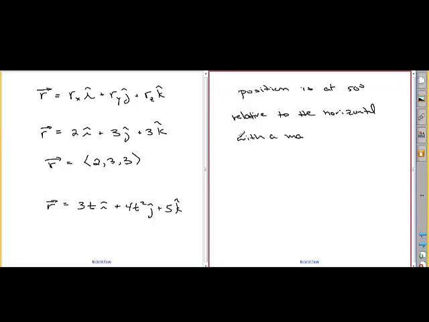With a magnitude of 5 meters. So what does that mean? Well, if we were to draw a coordinate system, here's an x direction, here's a y direction, so we're just doing 2 dimensions.